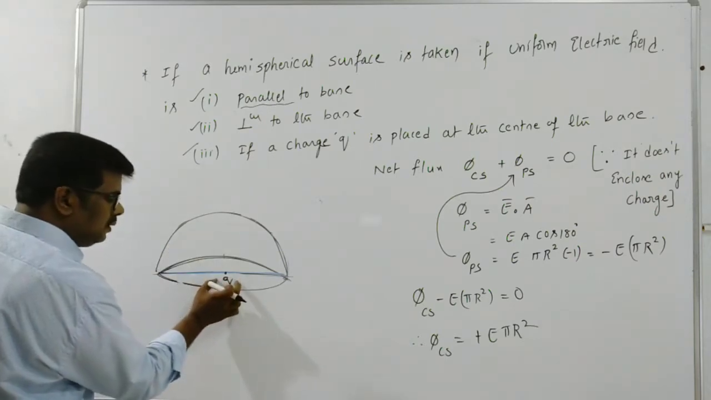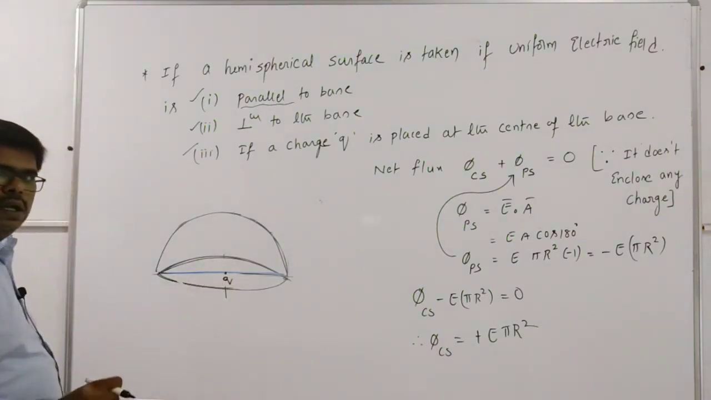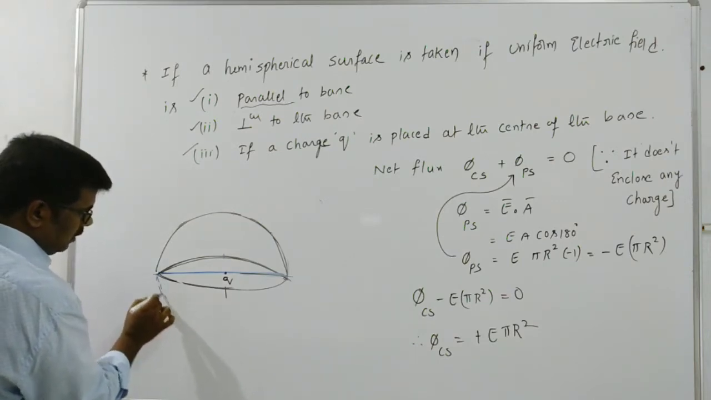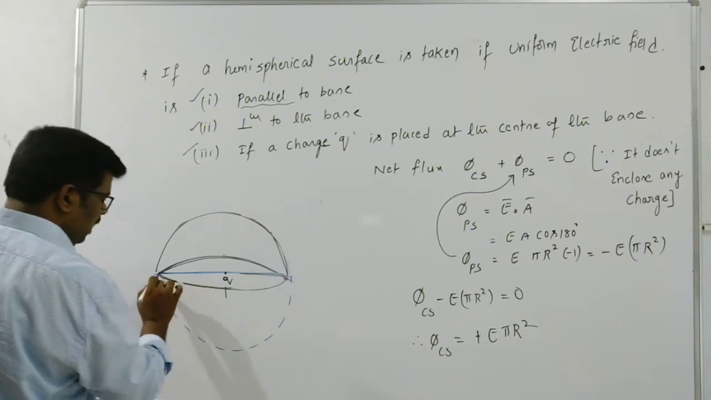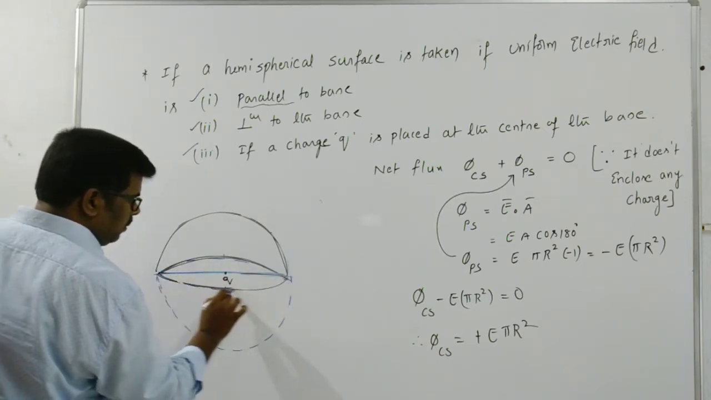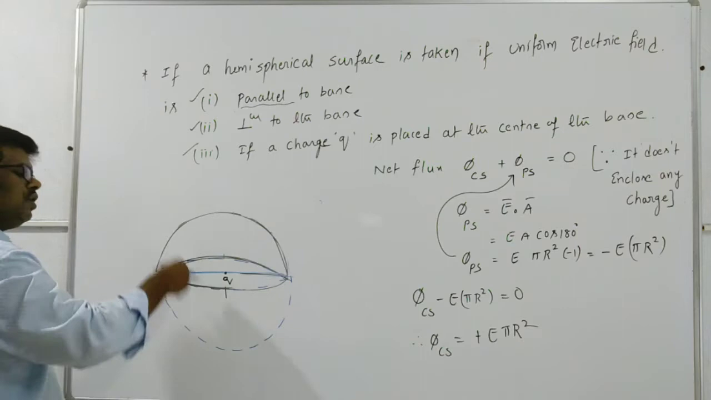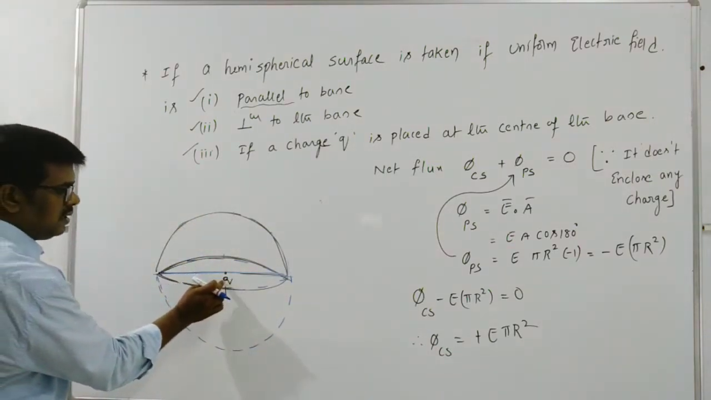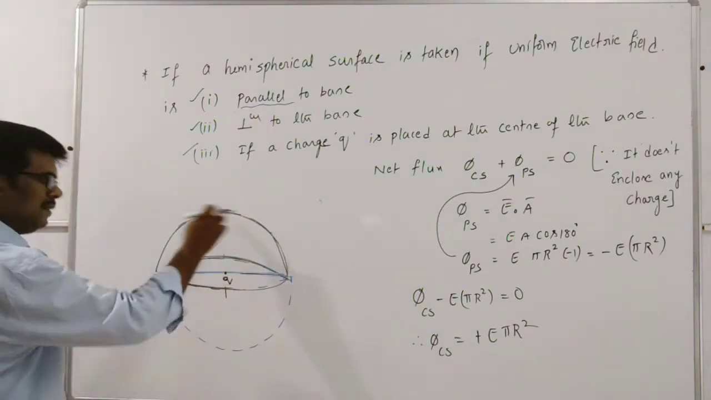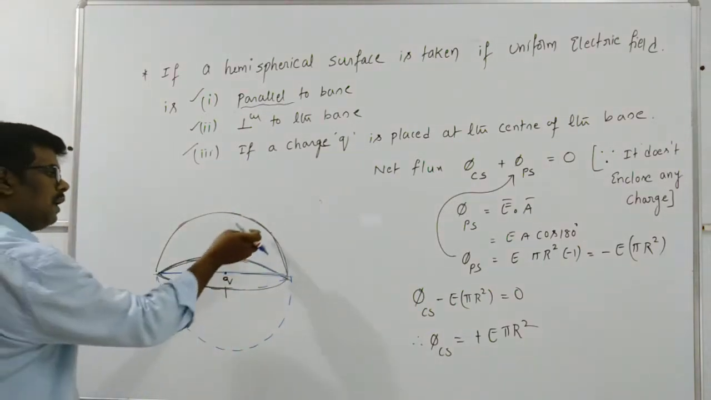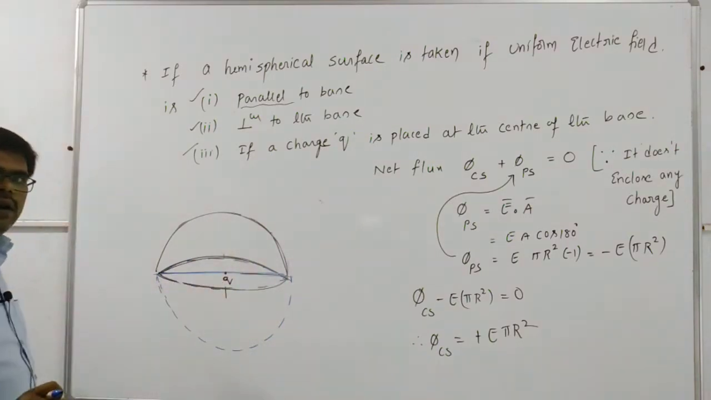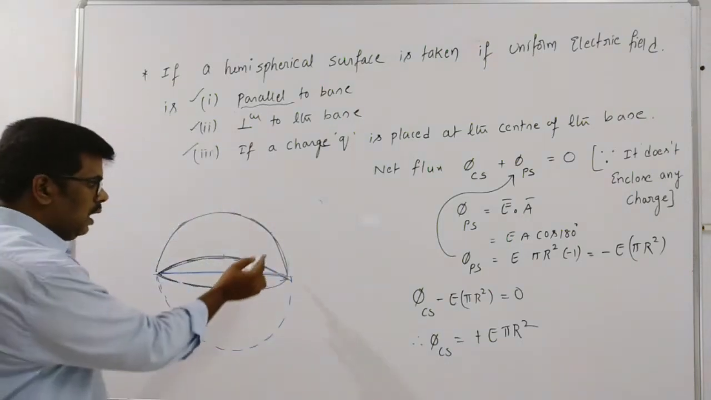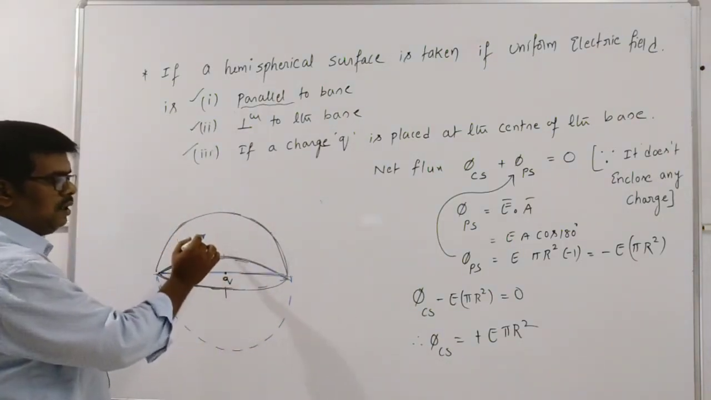Now to enclose this charge, we can imagine another hemisphere like this. We can construct another hemisphere. Now this is the closed body. So this charge is completely enclosed by this sphere. So the total flux through this entire sphere is nothing but phi equal to 1 by epsilon naught times the net charge enclosed by this sphere.